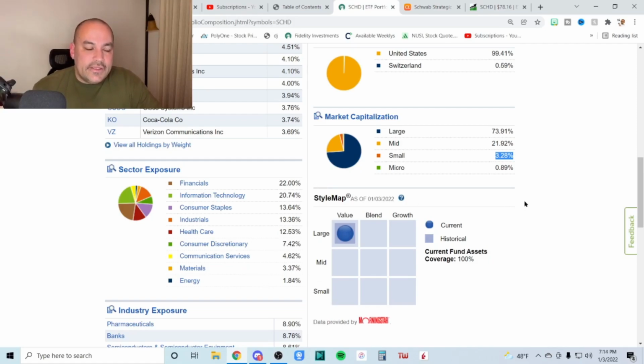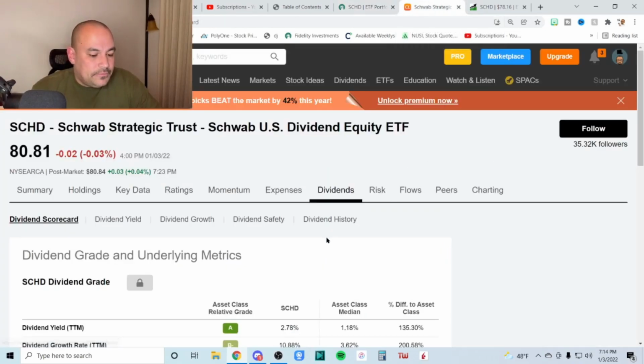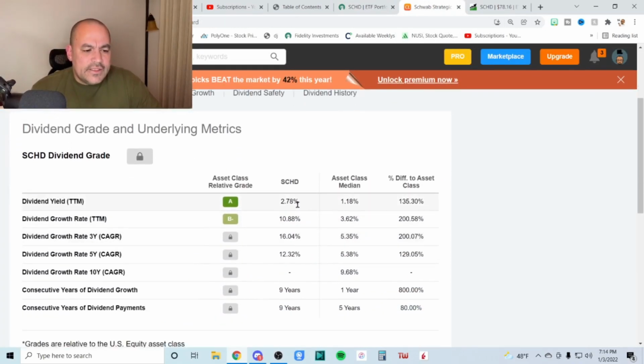So let's take a look at that dividend. And we're going to go over here to Seeking Alpha for that. Seeking Alpha shows it as a 2.78% dividend yield. Everywhere you go, it's going to be just slightly off, but it's right around 2.75% to 3% for the yield.